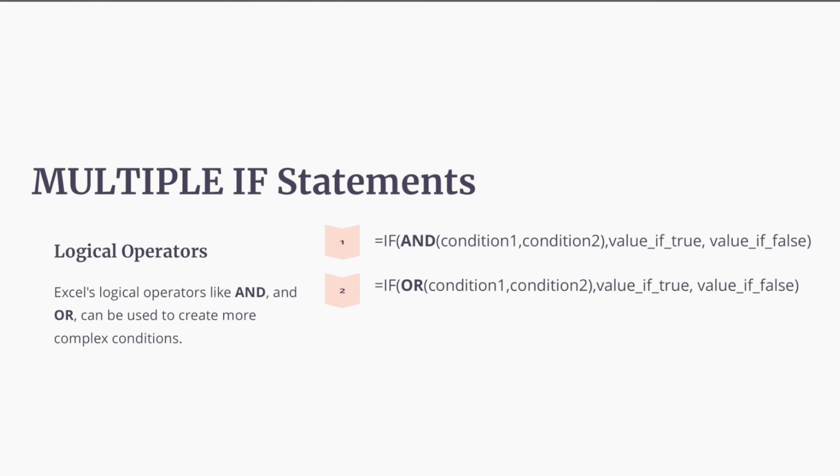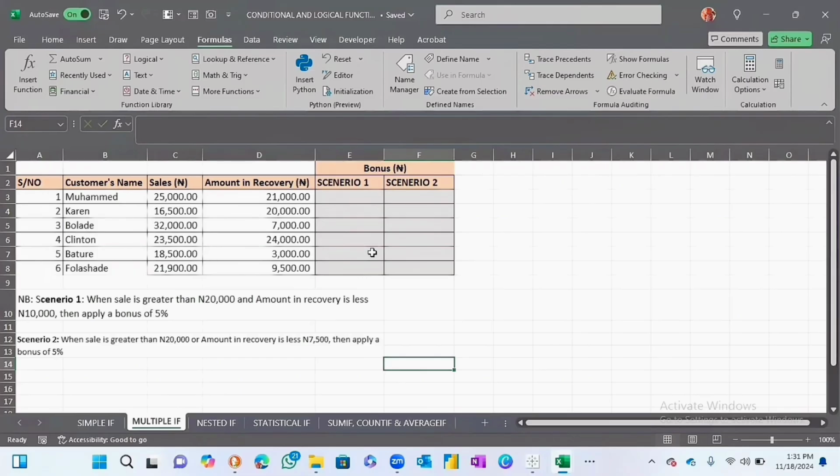But there are things you have to use alongside IF to return the answers that you want. In this case, we have the AND and the OR as examples of what you could use with IF when you have multiple conditions to be met. I'm going to be using this data set to explain that.